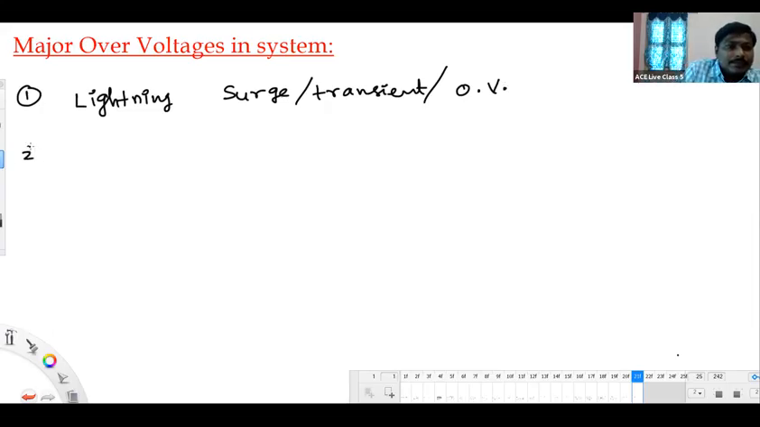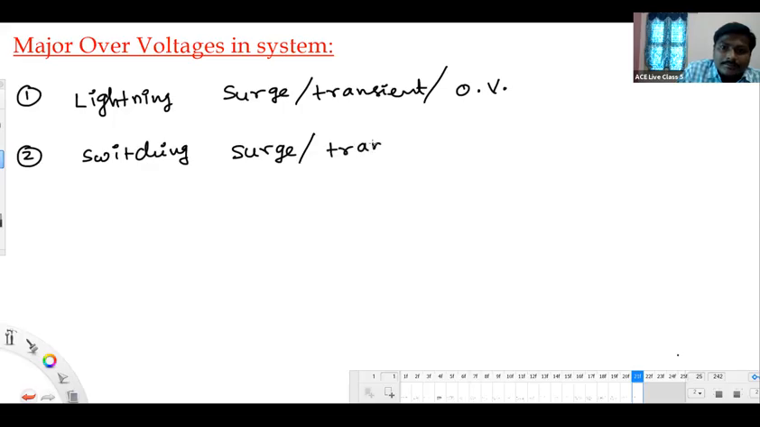Second one, switching surge, you can say switching transient, or you can say switching overvoltage. Lightning and switching. Let's continue with the lightning overvoltage, or lightning surge, first. Taking up the first heading here.